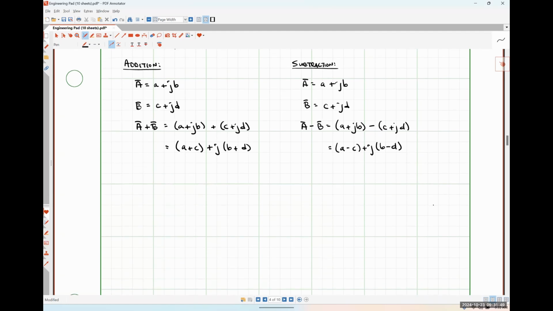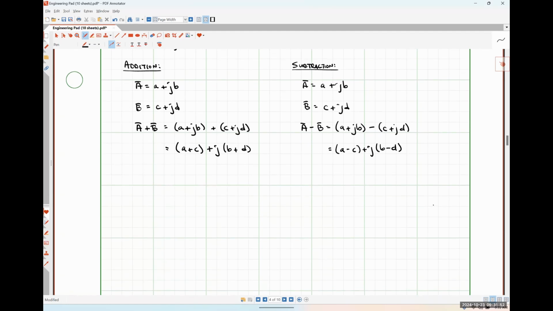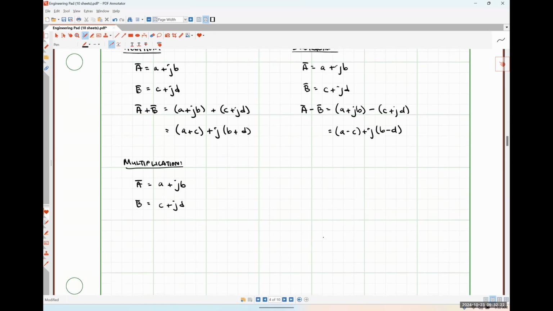All right, so when we hit multiplication, this is where things start to get a little interesting. Okay, so we're going to start with rectangular form complex numbers, multiplication. So A will once again be a plus jb, and B will once again be c plus jd. All right, so I need to make a note of effectively how I'm going to express multiplication, okay?